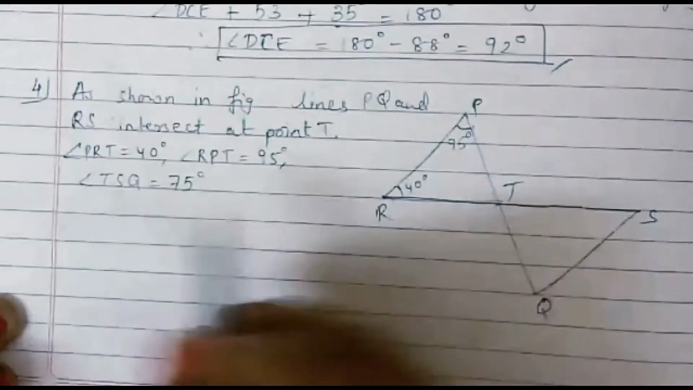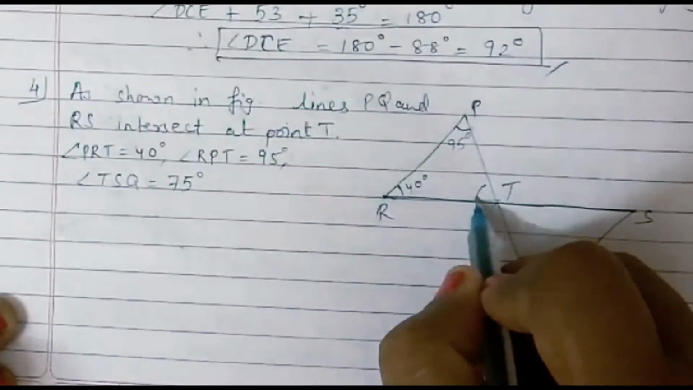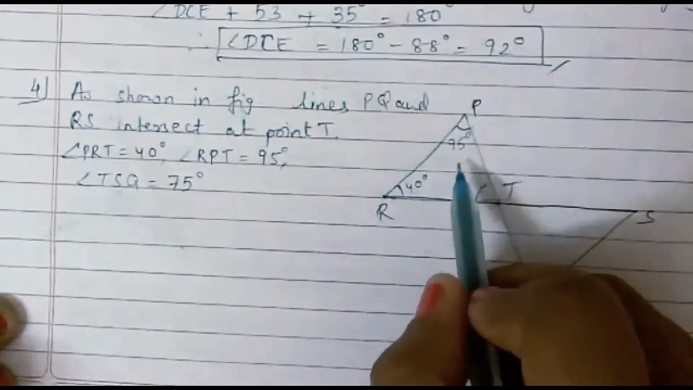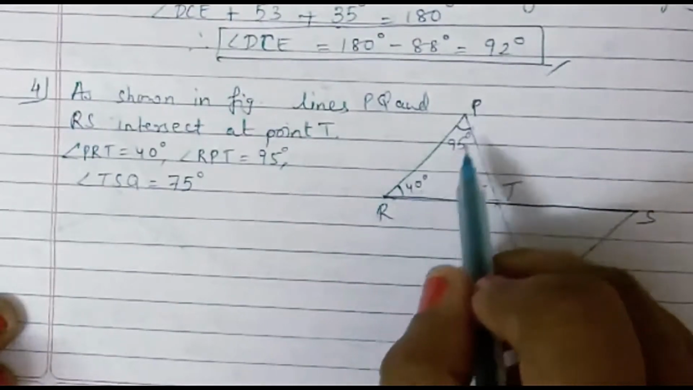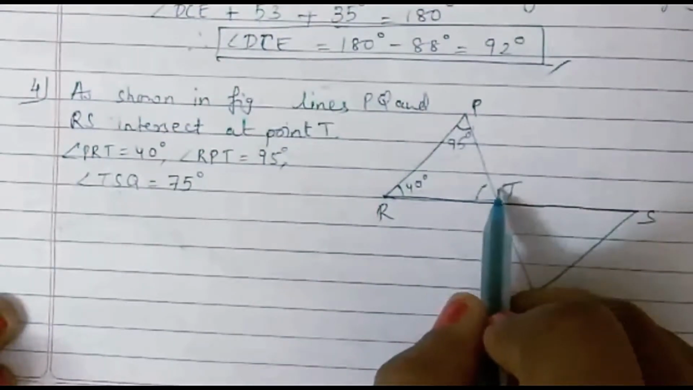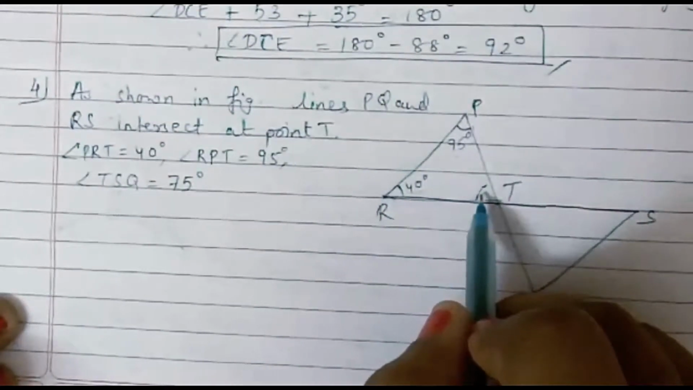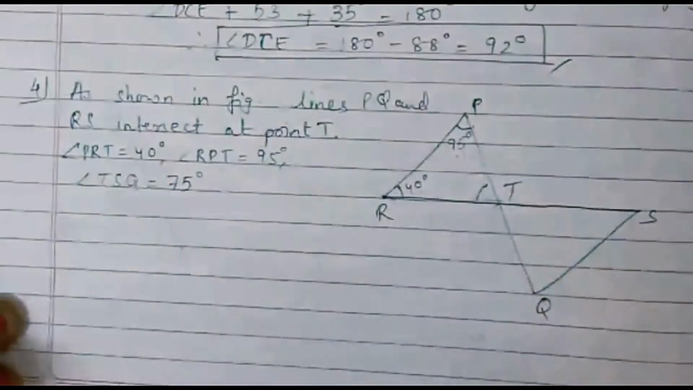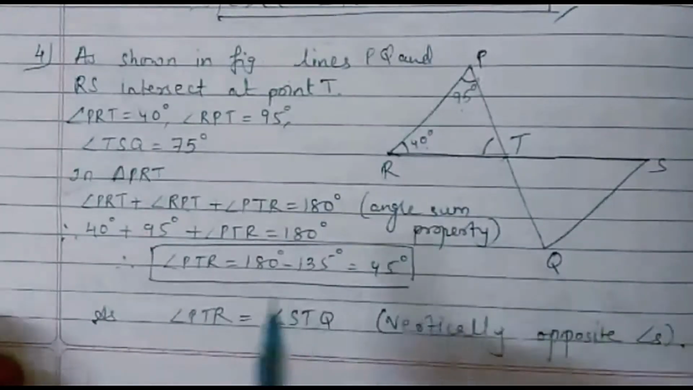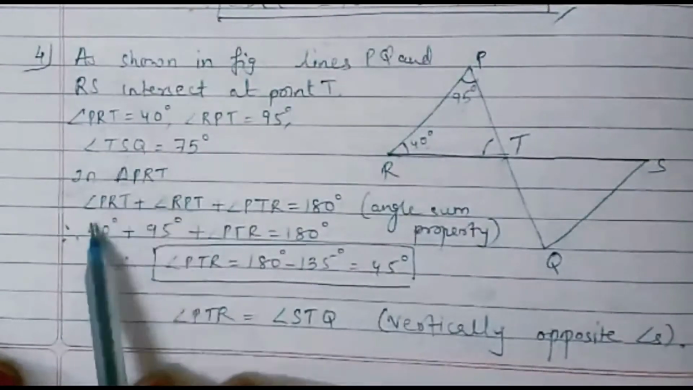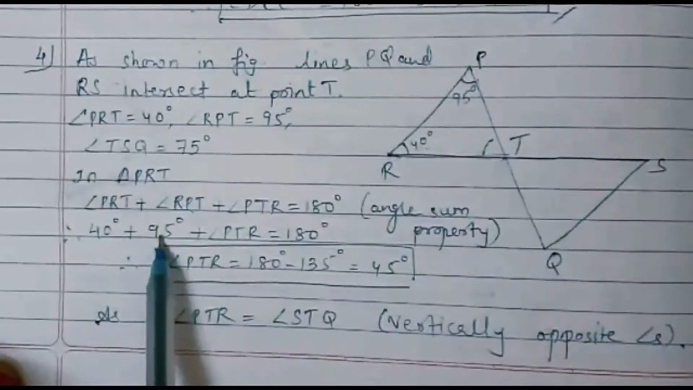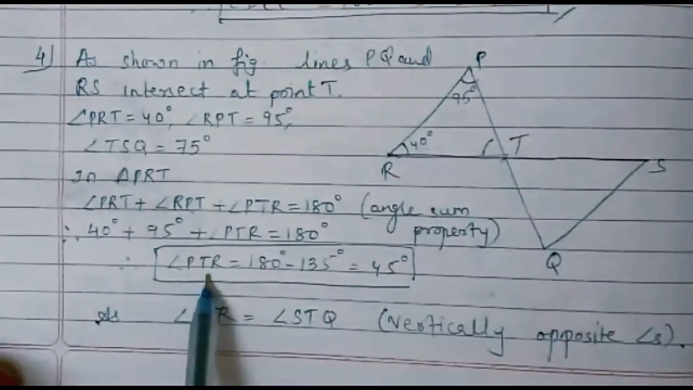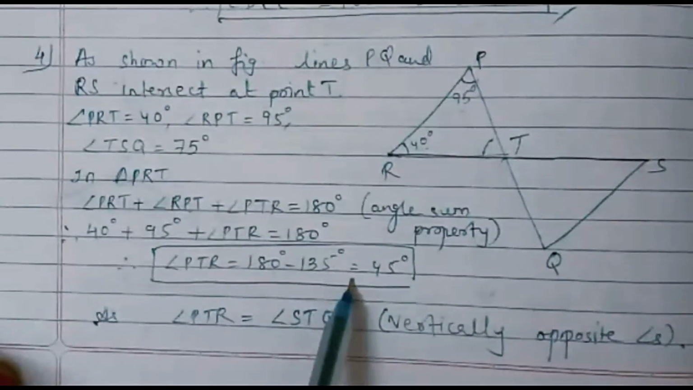Before coming to TSQ, we can find the third angle again by angle sum property. So 95 plus 40 will be 135. And when this 135 will be subtracted from 180, you will be getting answer as 45 degree. So same thing I have written. In triangle PRT, the sum of measures of all three angles is 180. Putting the values of the two angles, we can find the third one, angle PTR, is 45 degree.